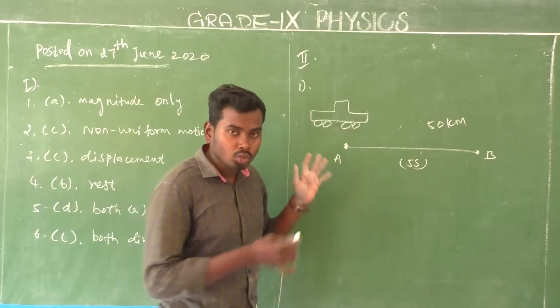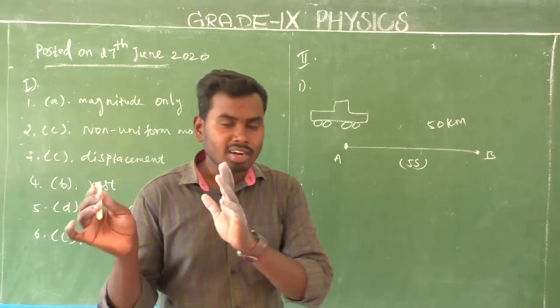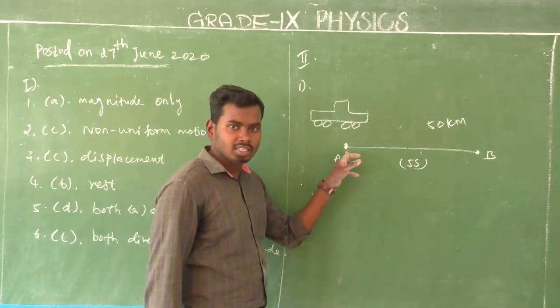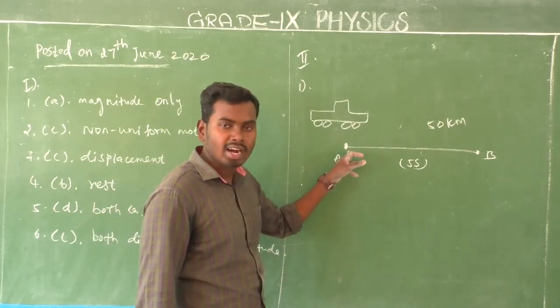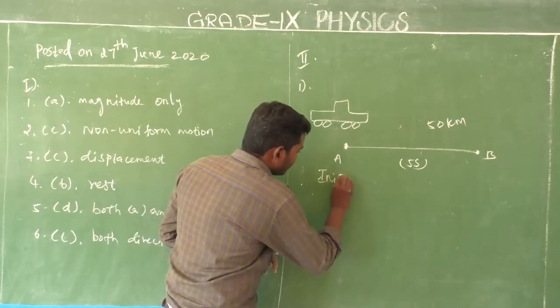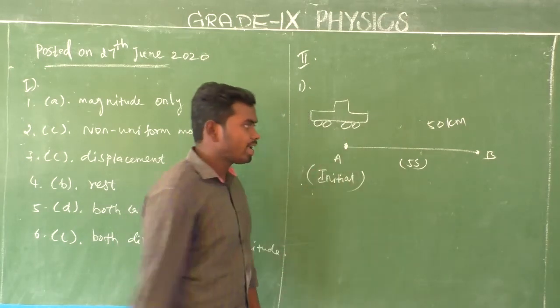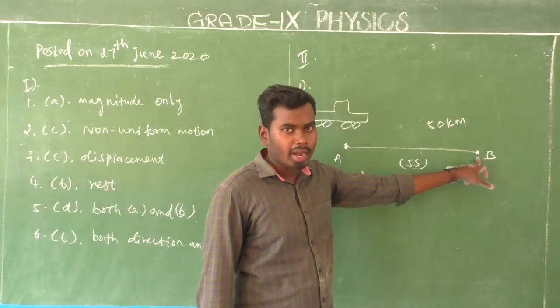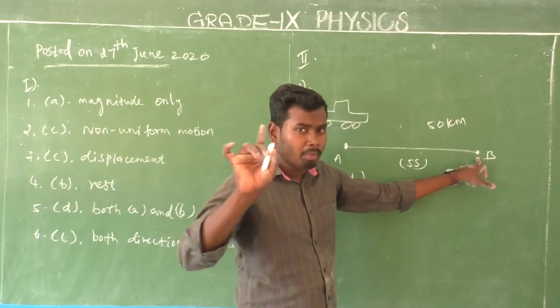Is it clear? So here, what is the distance and what is the displacement? Look at here. Here the car starts moving from point A. So this is considered as an initial position, right? A is the initial position. After 5 seconds, the car comes to point B. Am I right? Again, note this point, very important one.